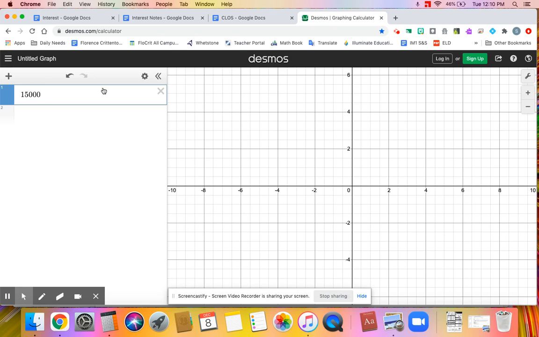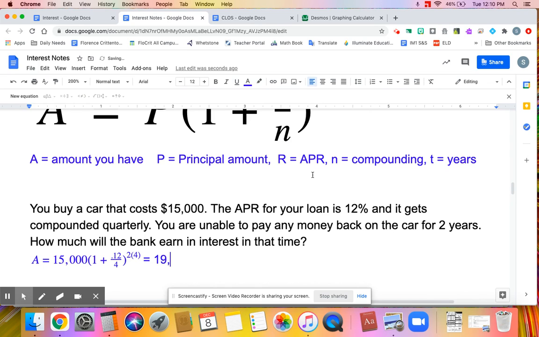So I started with 15 grand, 1 plus 12% being divided 4 times, power of 2 years times the fact that it's happening 4 times a year. So now my loan is $19,001.55. So that's how much I owe them now.